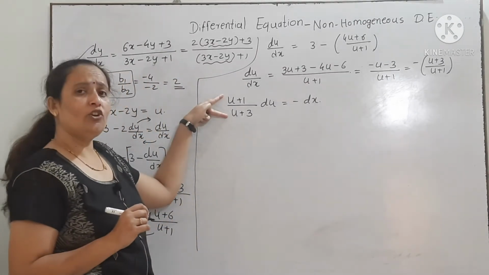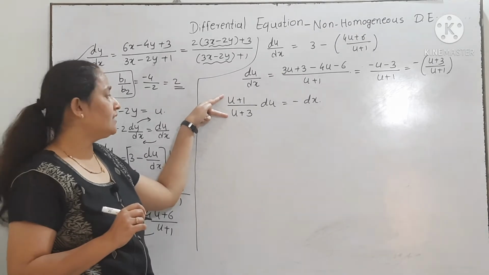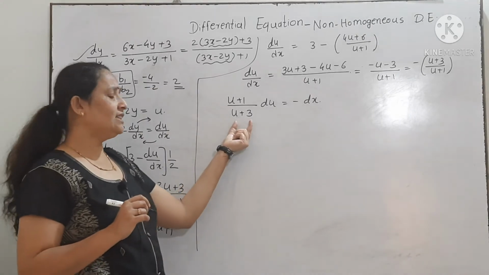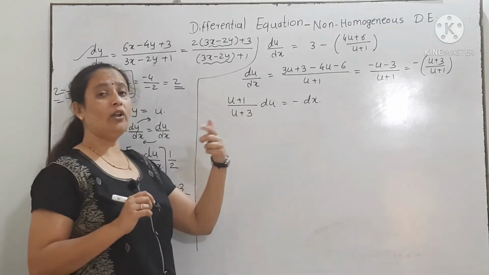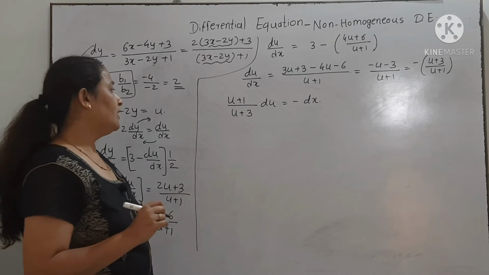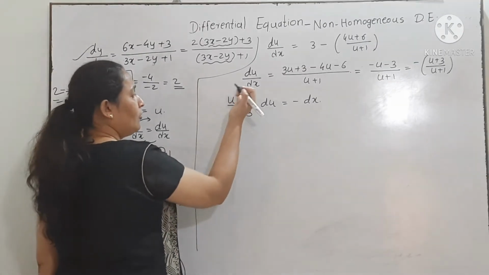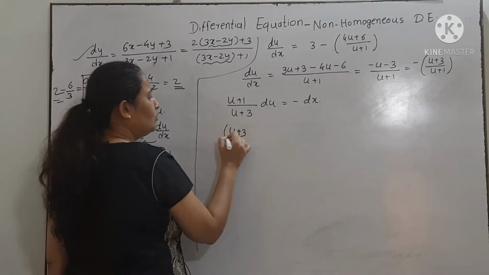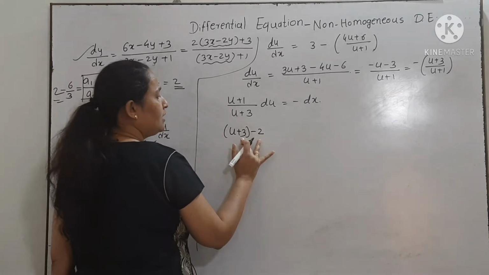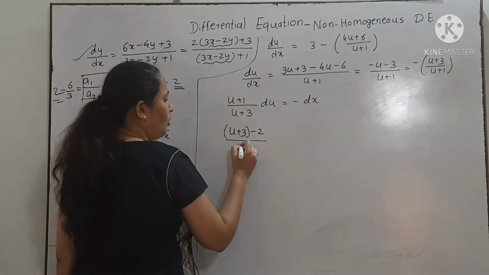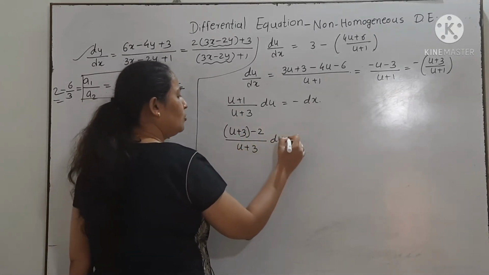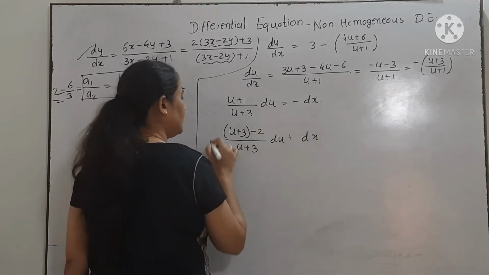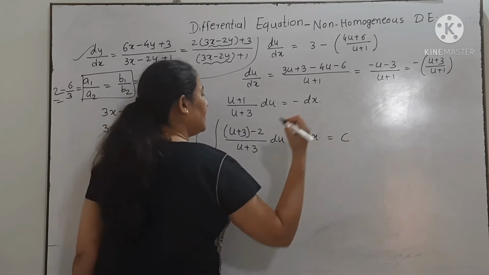Now in this case, degree of u in numerator as well as in the denominator is same. So there are two methods to adjust. Some people will directly adjust the denominator in the numerator, or in the next example I will explain you with the help of actual division. Now it is easy to adjust this denominator in the numerator. We can write down this as (u plus 3 minus 2) upon (u plus 3) into du. If I'll transfer this minus to the right hand side, it is plus dx. Integrate this, say equal to c.